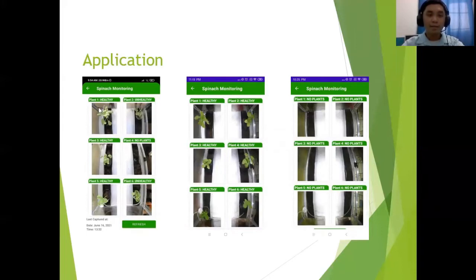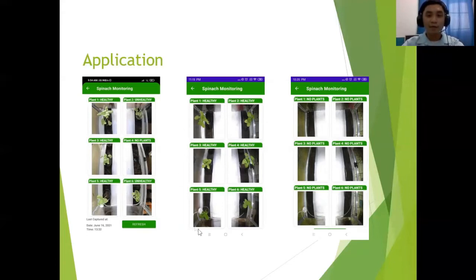Here is another view of the application, which is the spinach monitoring. Our prototype can hold up to 6 plant inputs. So here you can see plant 1 up to plant 6. In plants 1, 3, and 5, you can see the plants are healthy. And plants 2 and 6 are unhealthy. And plant 4 is no plants.